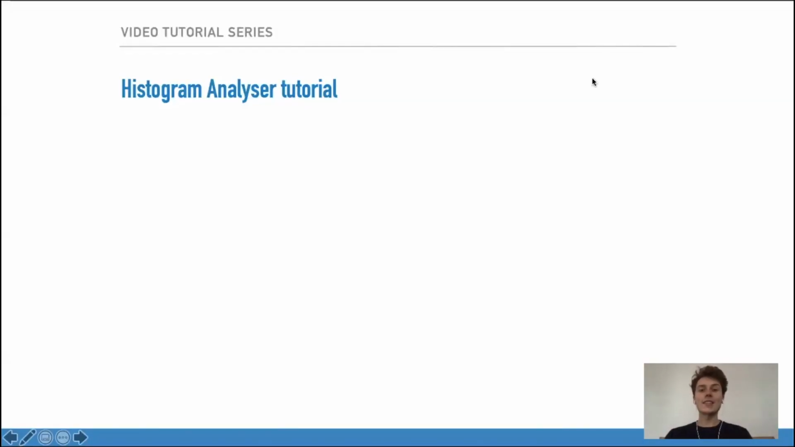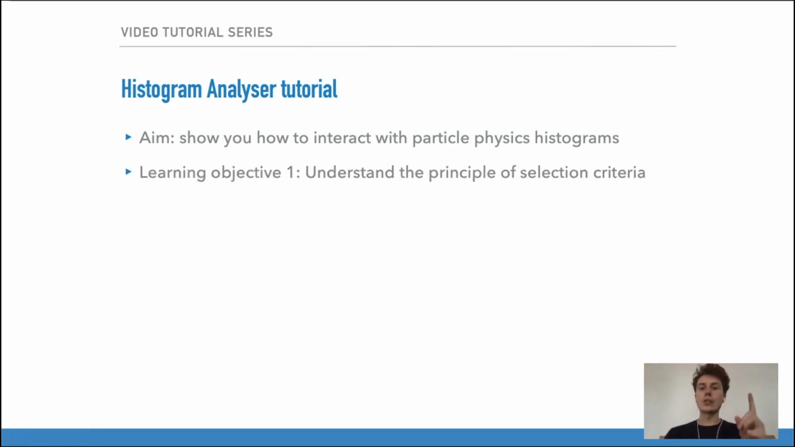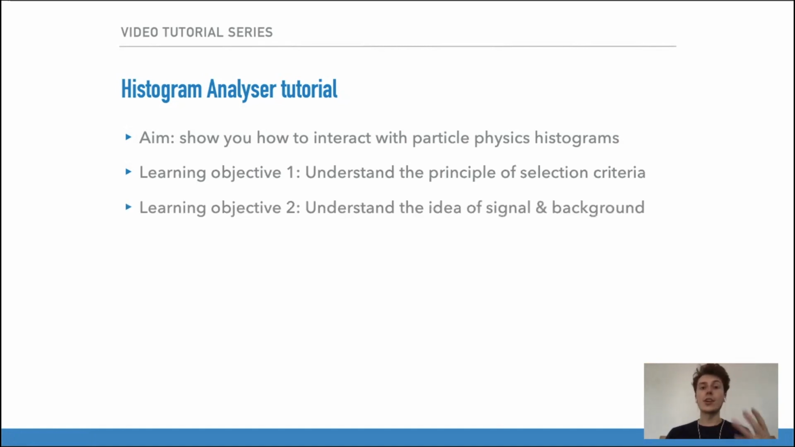Okay, let's get started. The aim of this tutorial is to show you how to interact with particle physics histograms, and the first learning objective being to understand the principle of selection criteria, and the second being to understand the idea of signal and background.